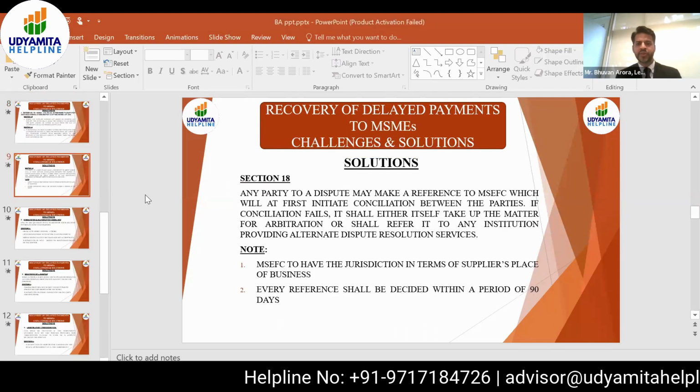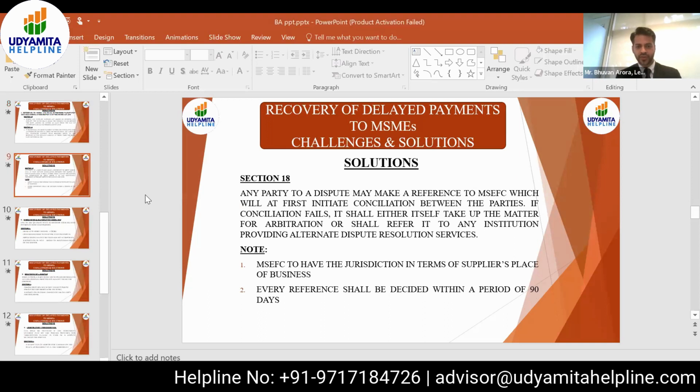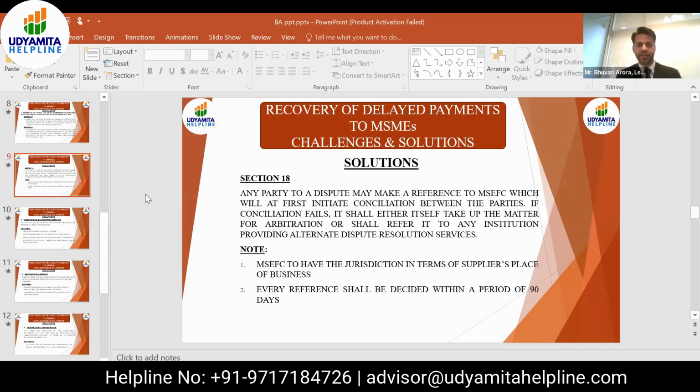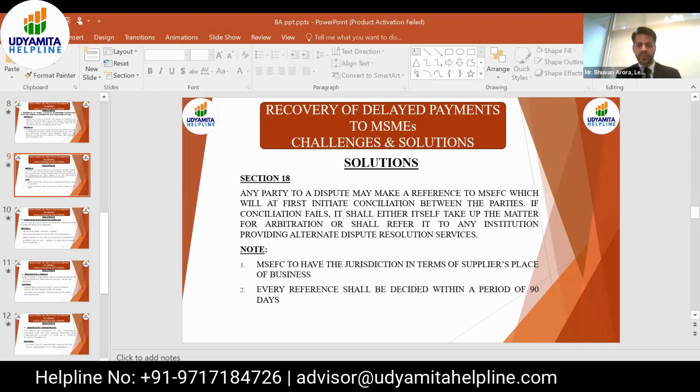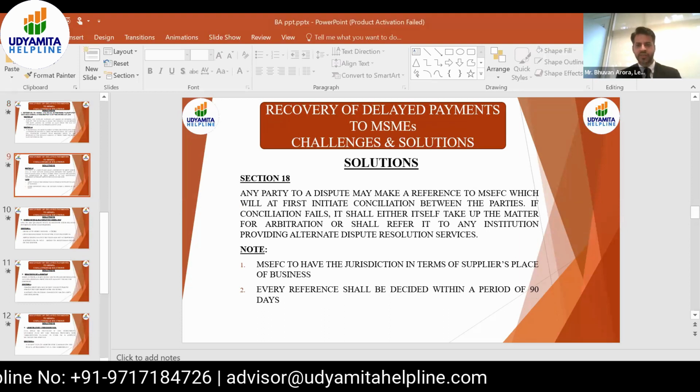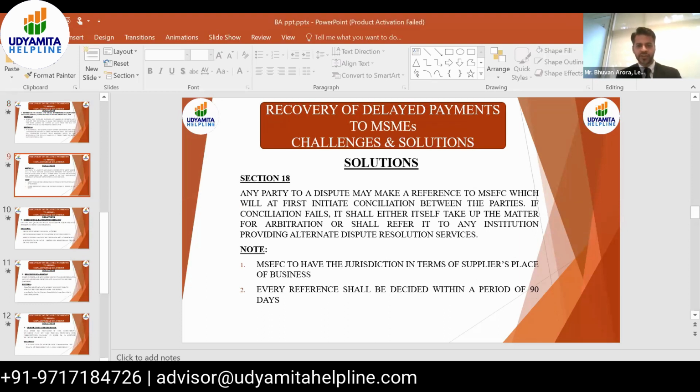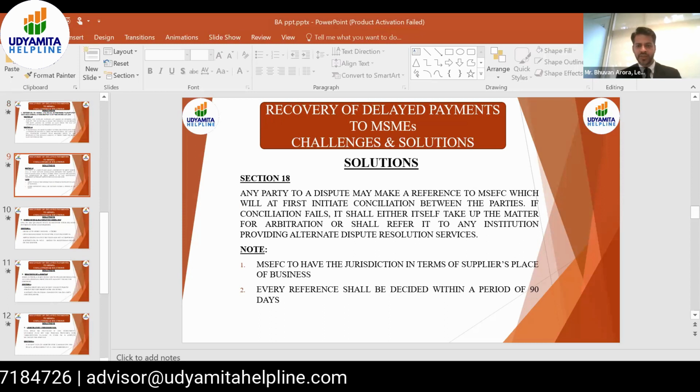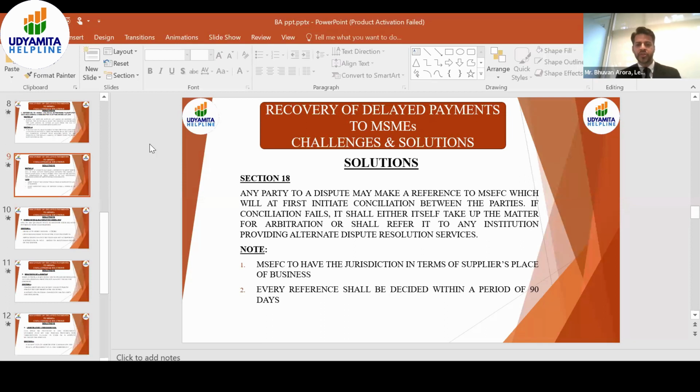Next, if the buyer doesn't make payment, then what will happen? Section 18 covers that. Any party to a dispute may make a reference to the MSEFC, which will at first initiate conciliation between the parties. If conciliation fails, it shall either itself take up the matter for arbitration or refer it to any institution providing alternate dispute resolution services.